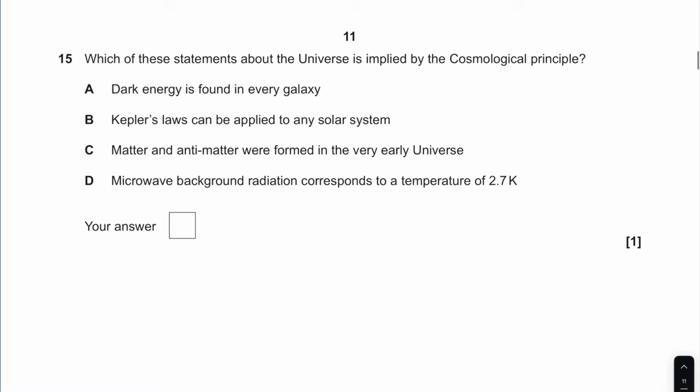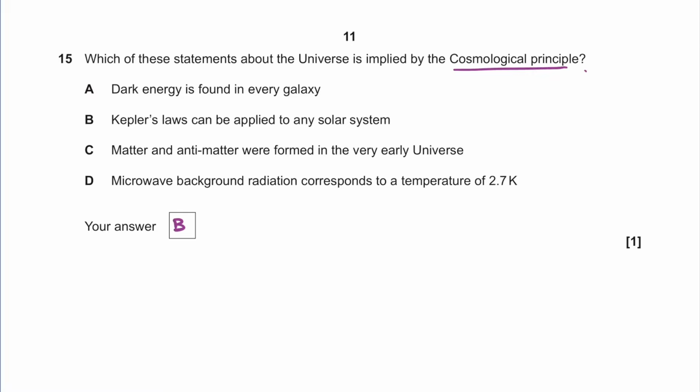Question 15. Which of these statements about the universe is implied by the cosmological principle? According to this principle, the universe is homogeneous and isotropic on a large scale. So that means that all the physics laws apply anywhere and everywhere. So Kepler's law can be applied to any solar system, hence B is my answer.